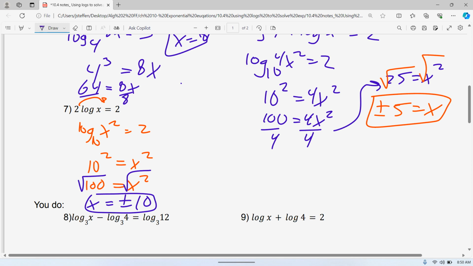Also, again, 10 squared is equal to x squared. A little bit of a shortcut. But again, if you do that shortcut, I think it's hard to remember that it's plus or minus 10, which I will still check on.